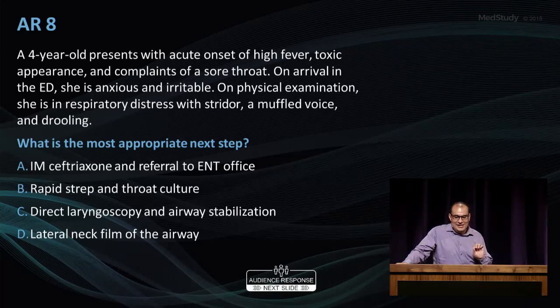A 4-year-old presents with acute onset of high fever, toxic appearance, and complains of a sore throat. He arrives at the emergency room anxious and irritable. On exam, respiratory distress with stridor, muffled voice, and drooling. What's the most appropriate next step? Look, the question said next step.